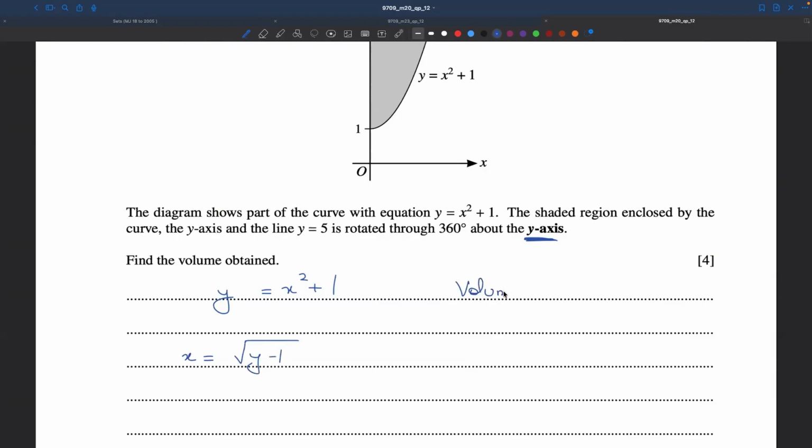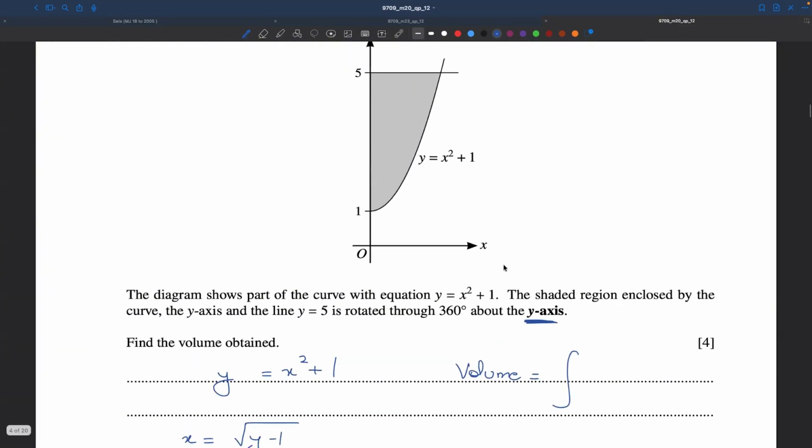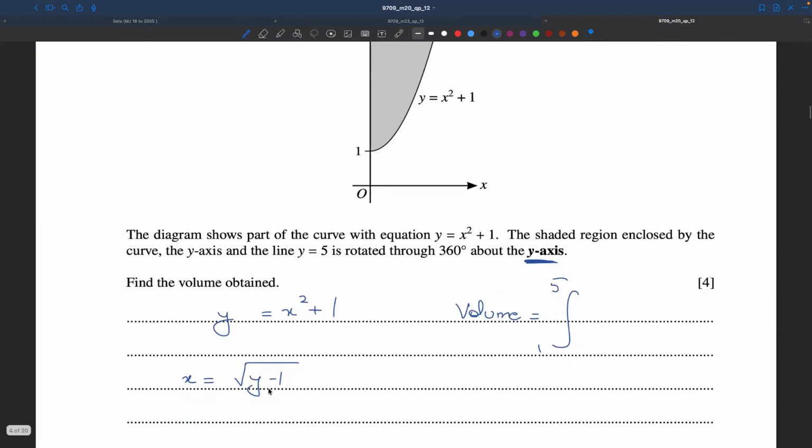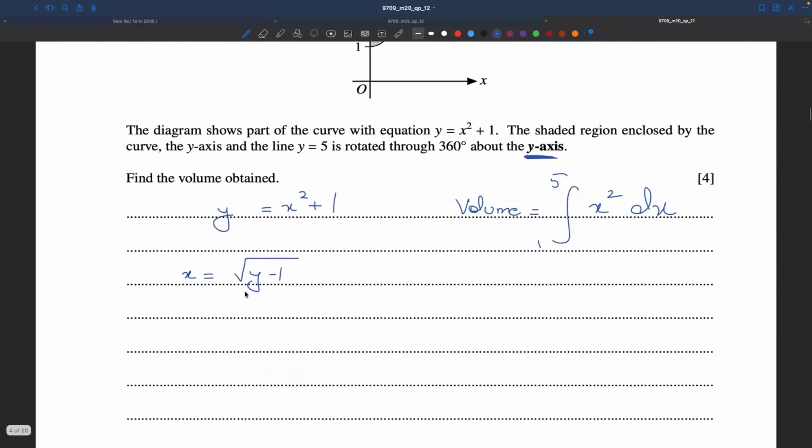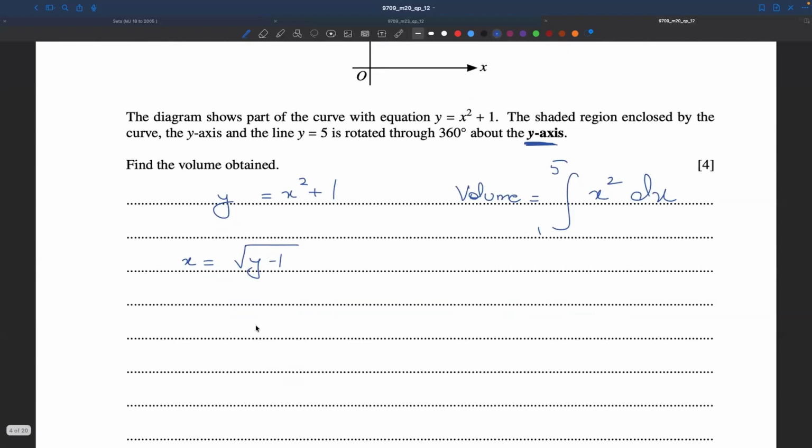The formula to find the volume in this case will have the limits 5 and 1, and you will use the integral of x whole squared. Now listen, whenever we find the volume, we'll square the expression first. So in place of x, we'll have the square root of y minus 1. We'll square this, and in the end add pi to the final answer, and this will be dy because we are integrating in terms of y.